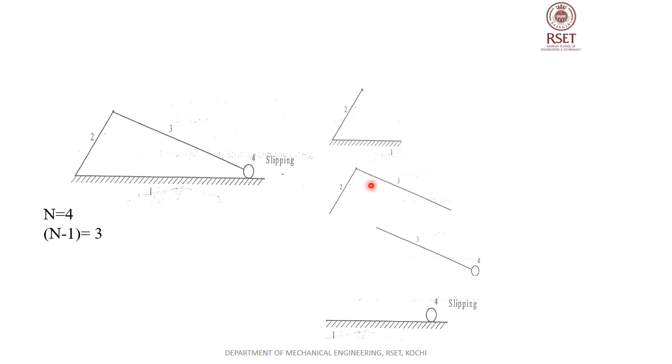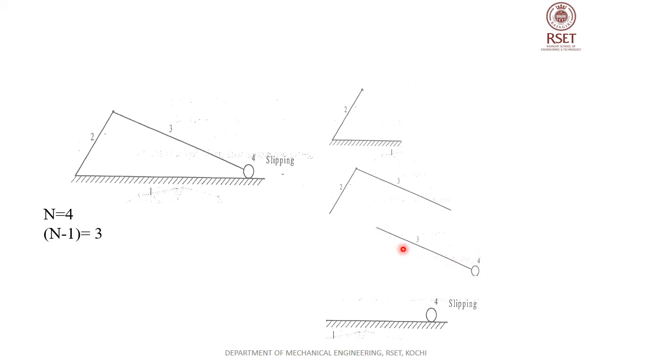And what about 2 and 3? You can see here, this is the connection point. Here there is a pin. So about 3, 2 can be rotated. About 2, 3 can be rotated. And so they form a revolute pair or a turning pair, and they have a single degree of freedom. Now what about 3 and 4?